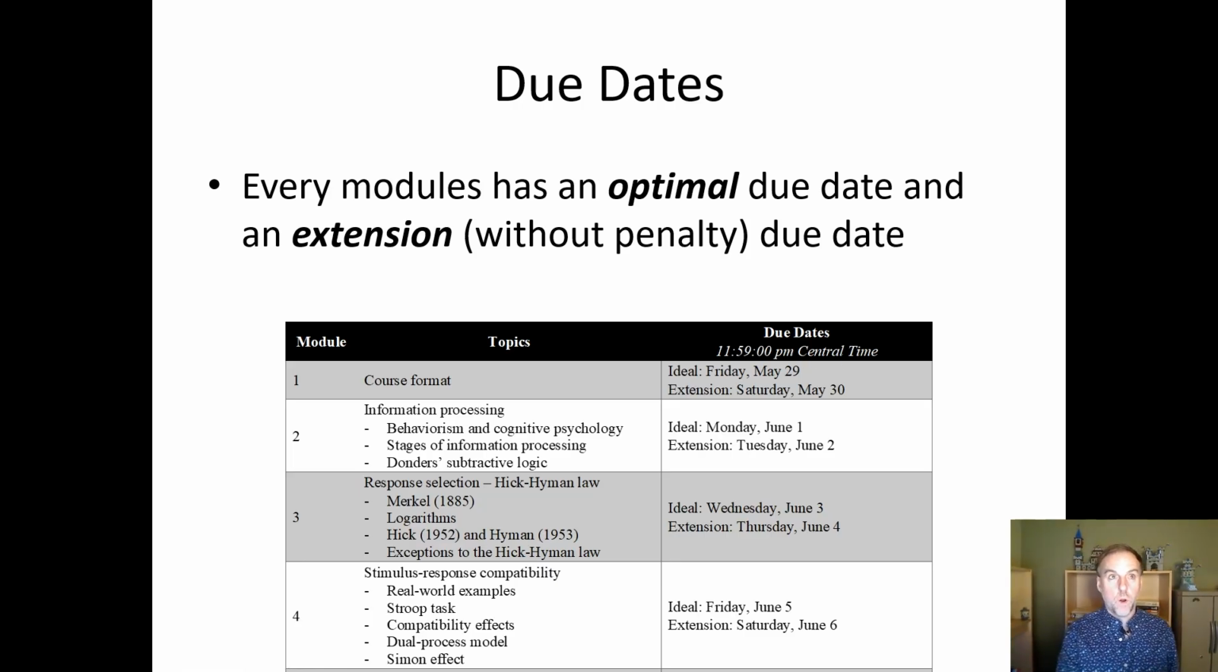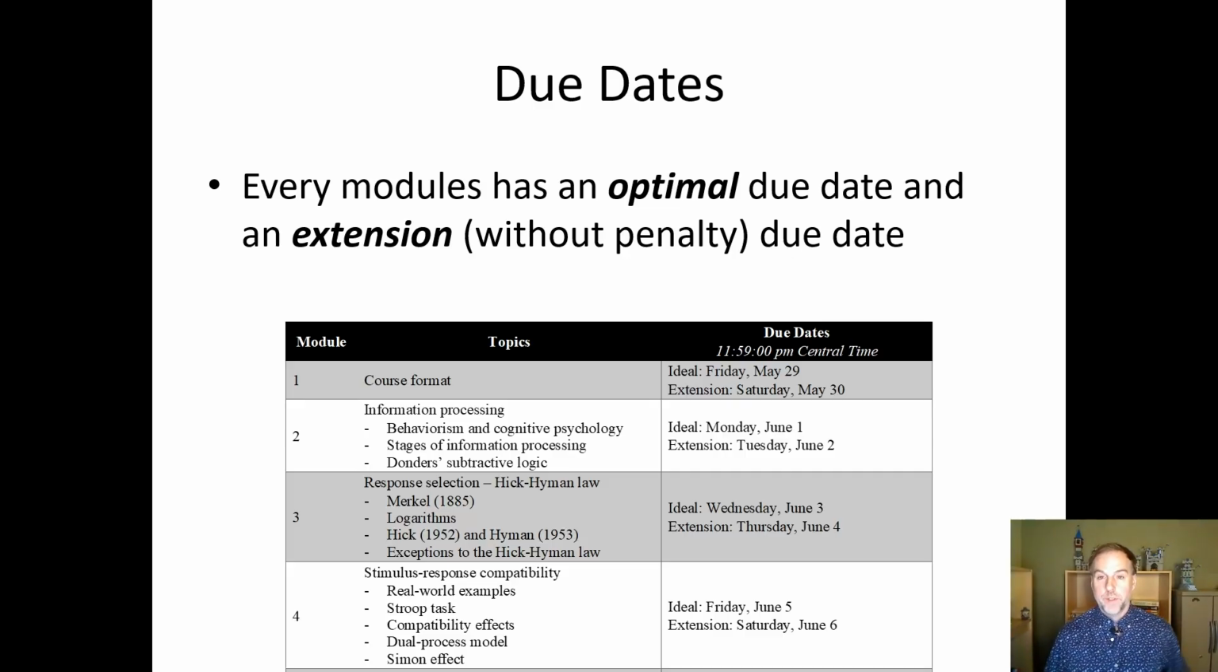So all the modules keep going. We're starting with a Friday, then Monday, Wednesday, Friday. The only break from that is Juneteenth, later on in June. The extension due dates are 24 hours later. So for this first one, instead of Friday, the extension due date is Saturday, May 30th, again at 11:59 p.m. Central Time. Those extensions are there in case something goes wrong and you need a little more time, but I do recommend sticking with those optimal due dates.